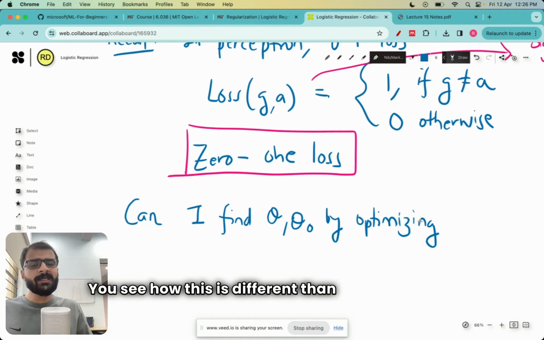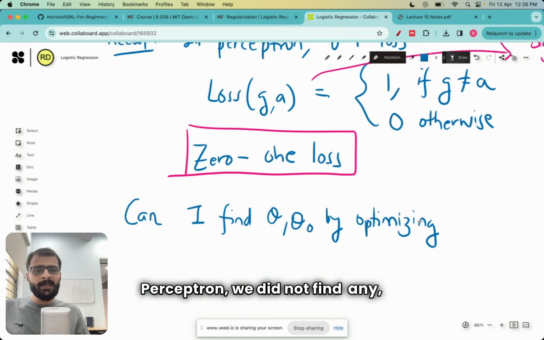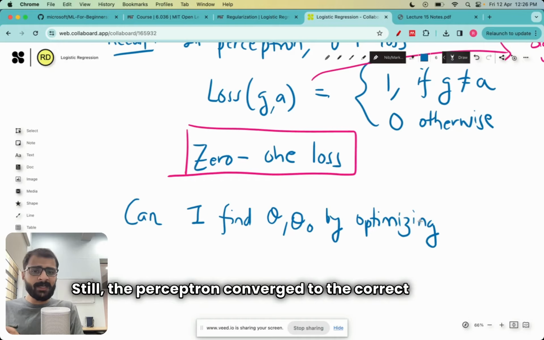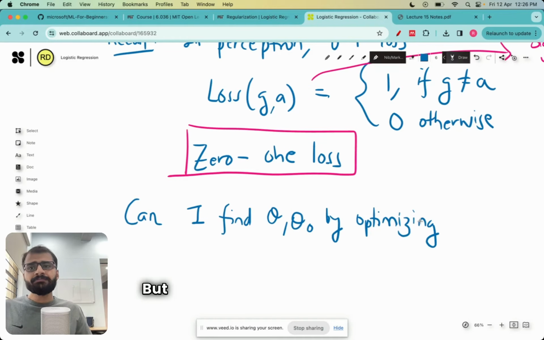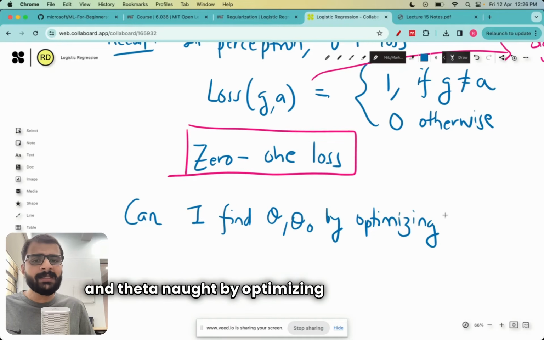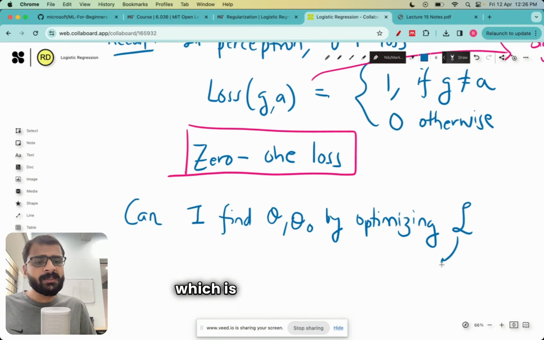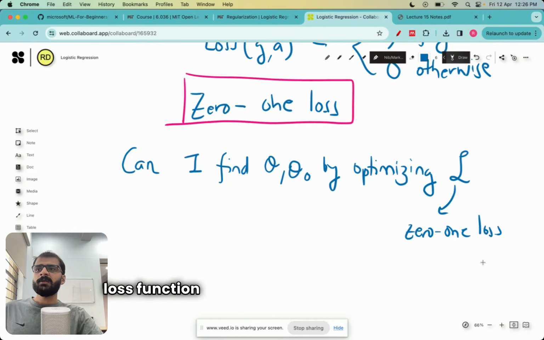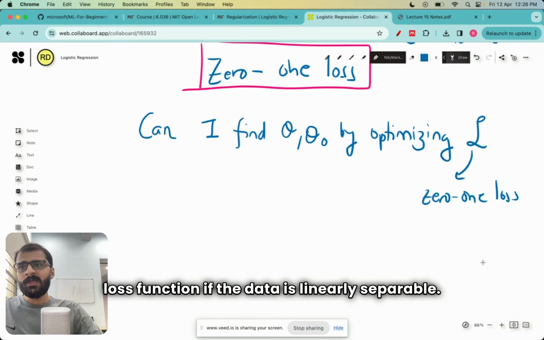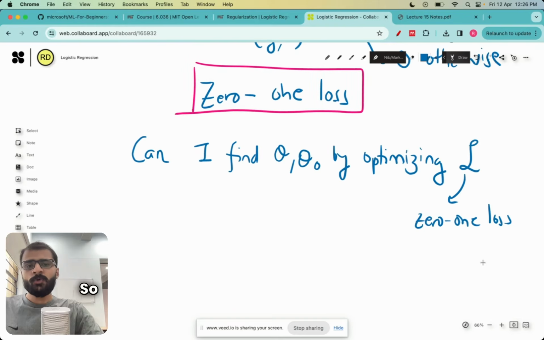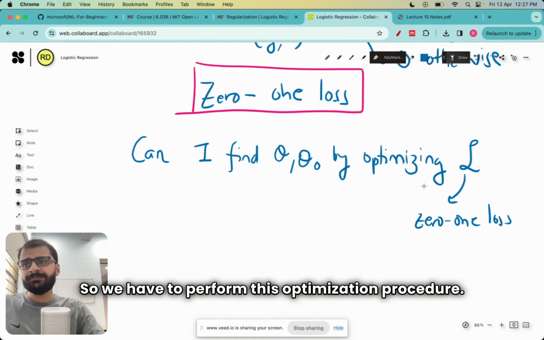You see how this is different than the perceptron. In perceptron, we did not do any optimization, right? Still, the perceptron converged to the correct answer. But the question is, can I find theta and theta naught by optimizing this loss function, which is the 0 1 loss? Now, perceptron does a good job of optimizing this loss function if the data is linearly separable. But if the data is not linearly separable, we cannot rely on perceptron. So we have to perform this optimization procedure.